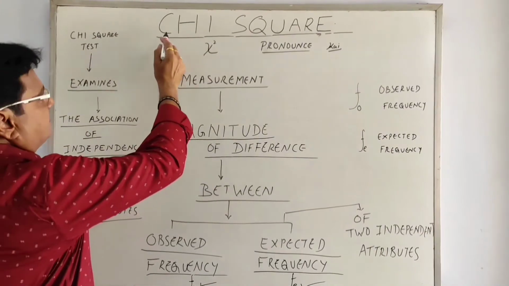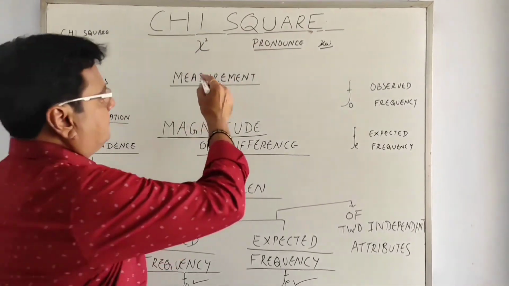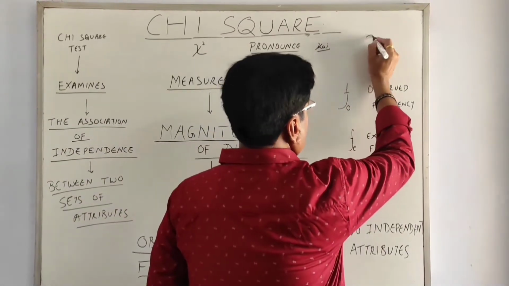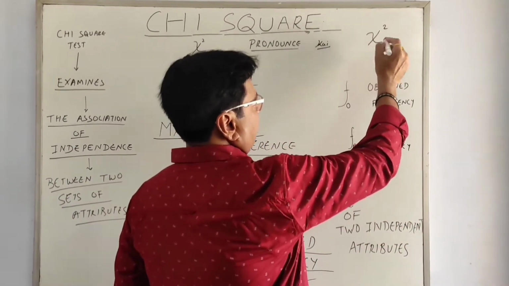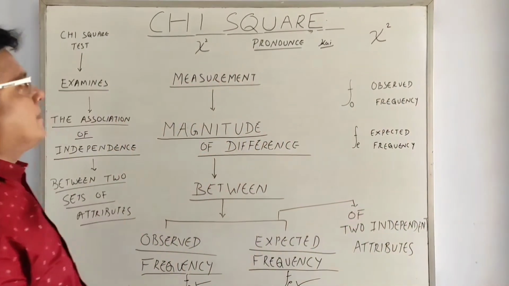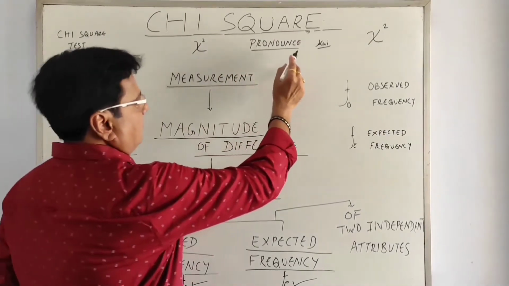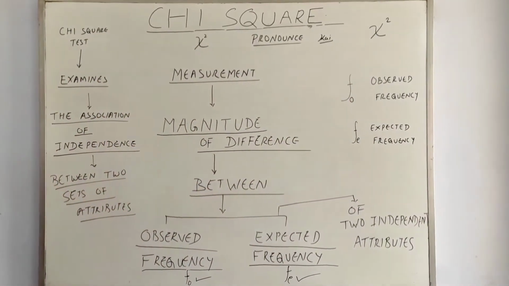Chi-square is written like this, and it is denoted in this symbol. It is something like a reverse of 6 with a cross line. The pronunciation of chi-square is like that, chi as in speaking.